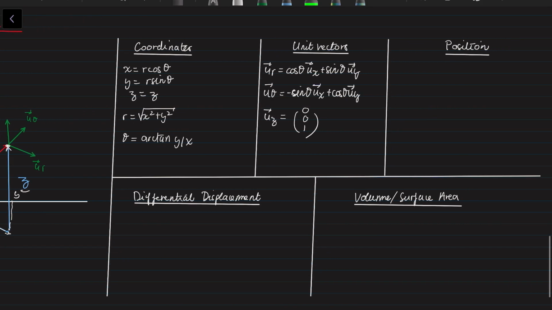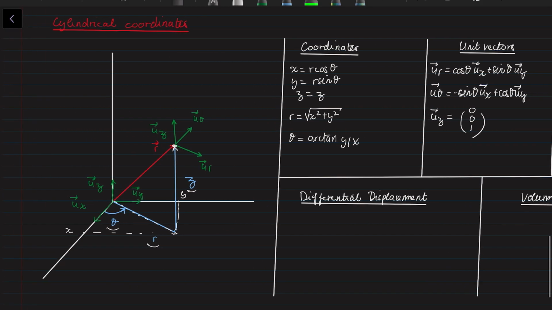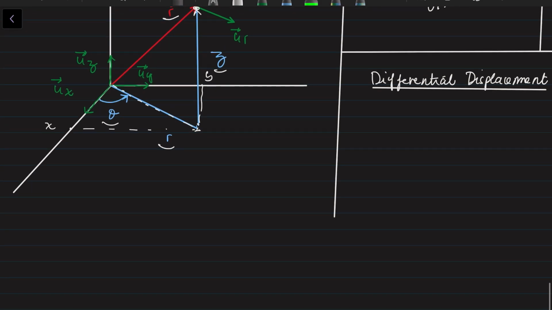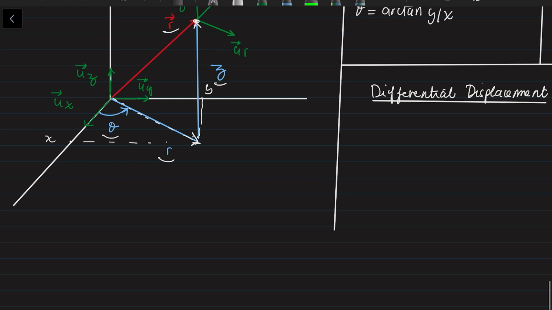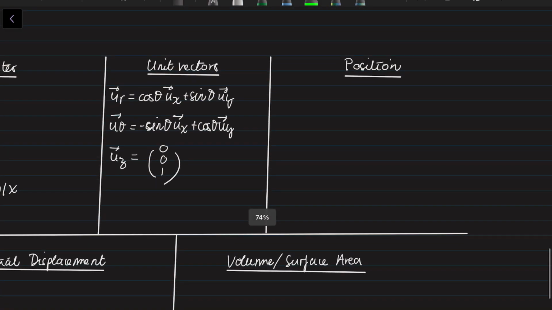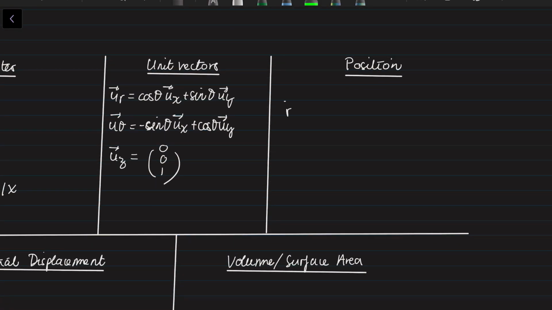Let's talk about the position vector. If I want to describe this red vector r, I have to move by a distance r in the ur direction, this blue line, and then I have to move by a height z in the z direction. So it becomes really simple: the position vector in cylindrical coordinates is r equals r ur plus z uz.